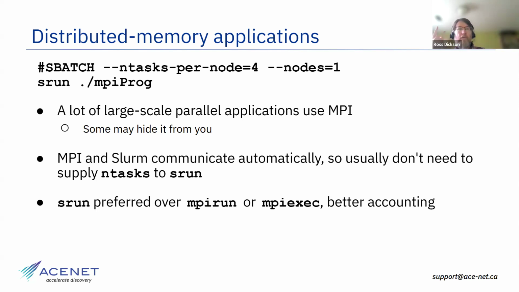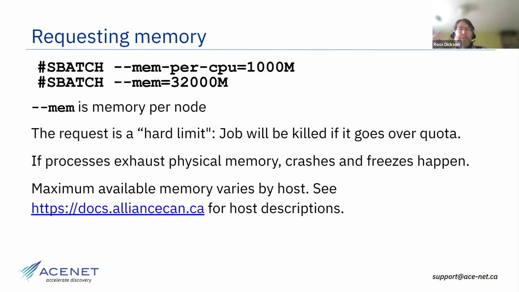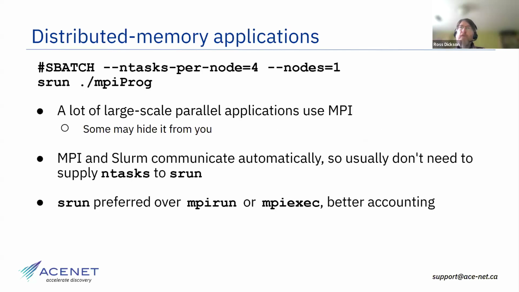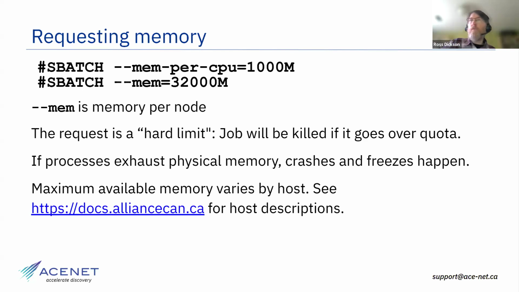So we've covered shared memory and distributed memory, how you request CPU cores for these things. We've talked about requesting time. That's the first dimension of resource that you're going to ask for. We've talked about requesting CPUs and the various special cases that are involved in that. The third resource that you will generally need is memory.